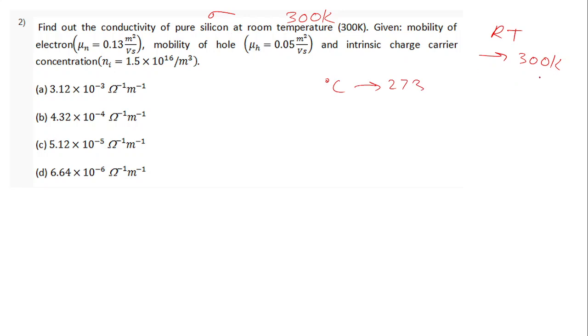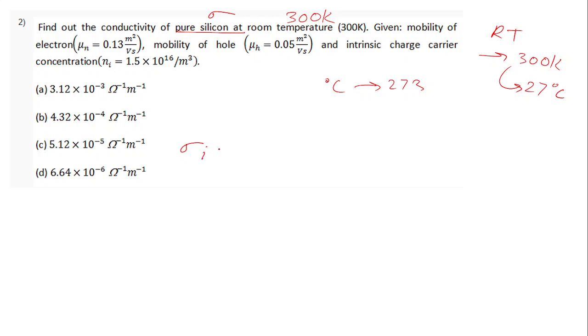So if we subtract here, you will see this is 27 degrees centigrade. 300 Kelvin corresponds to 27 degrees centigrade. This is usually considered room temperature. Of course, actual room temperature can even go 30, 40, but until any other value is mentioned in the question, we can always take 300 Kelvin as the room temperature value. Okay. So further, mobility of electron is given, mobility of hole is given, and intrinsic charge carrier concentration is given. Now we have been given pure silicon, and we need to find out its conductivity at room temperature.